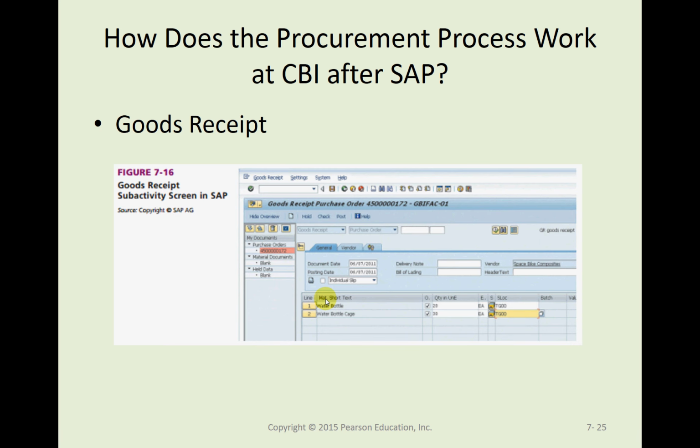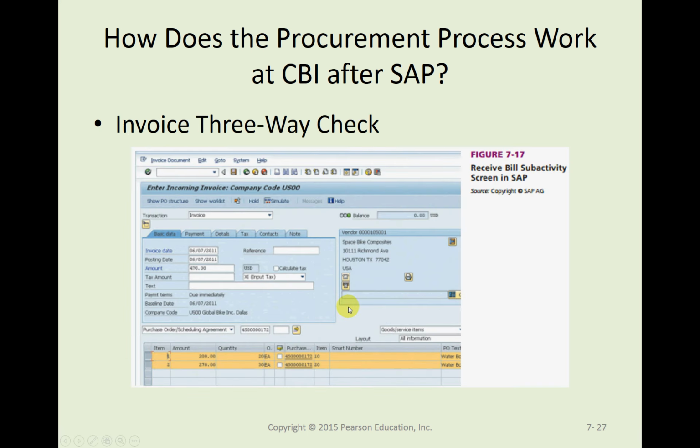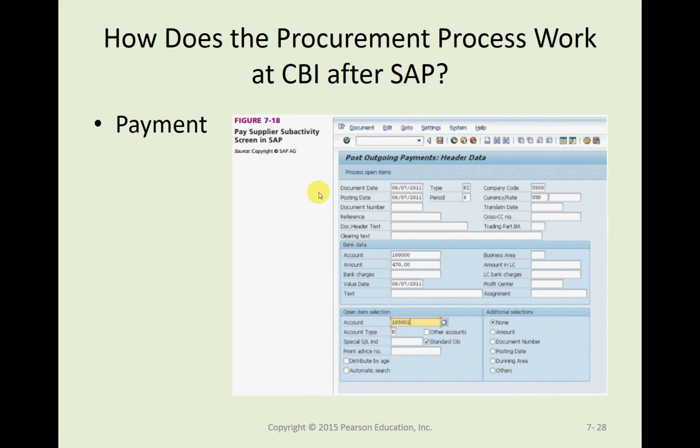Now here's Anne in accounting. Remember, she had problems because she didn't know that what she was paying for was what was actually ordered and what was received. So now that everything is done automatically, it's going to be much more simplified, and not just simplified, it's going to be accurate. And that's really the issue here: accuracy. SAP documents all of this with an invoice three-way check. What did we order, what did we receive, and what do we pay for? And these are just some of the screens that are in the SAP system.